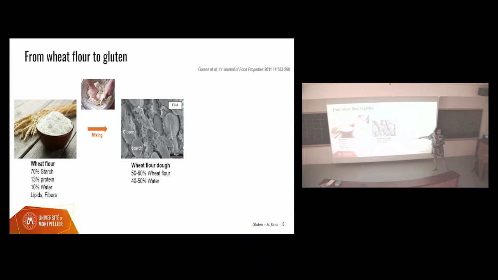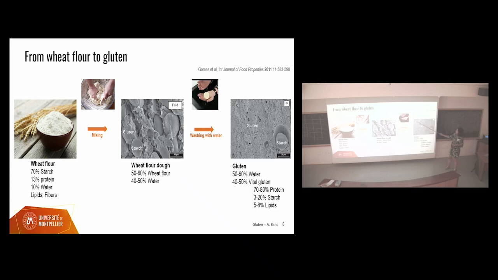As starch granules are water soluble, you can wash your dough, you remove the starch granule, and you get the gluten. And if you look the structure by electron microscopy, you can watch this matrix and the presence of some remaining starch granules. So in gluten, you have half water, half dry matter. This dry matter is qualified as vital gluten that contain about 70-80% proteins, some residual starch between 3 and 20%, depending how you washed your dough, and some lipids.